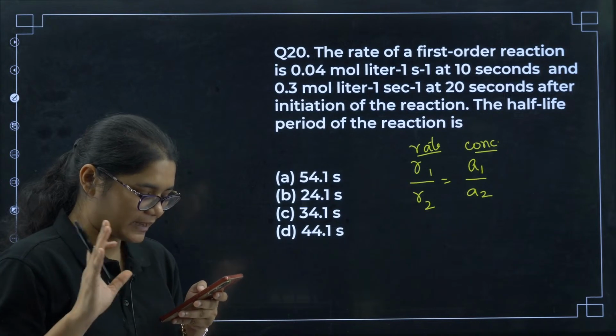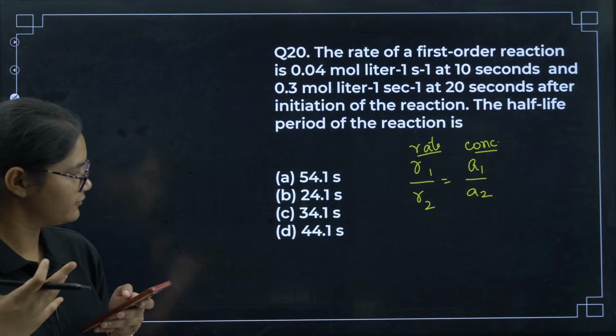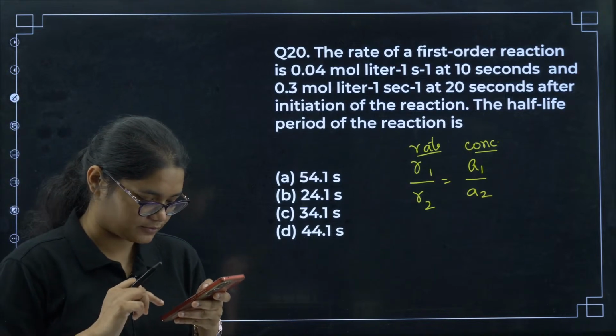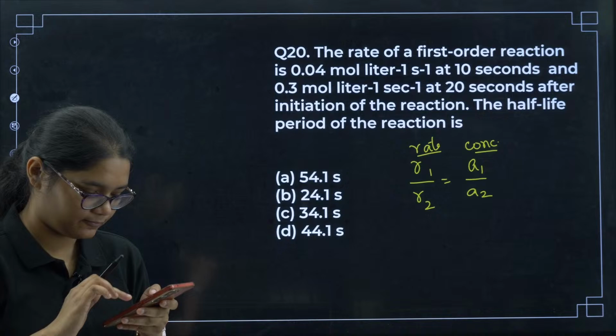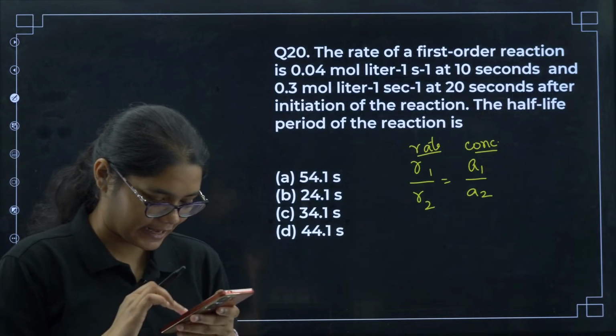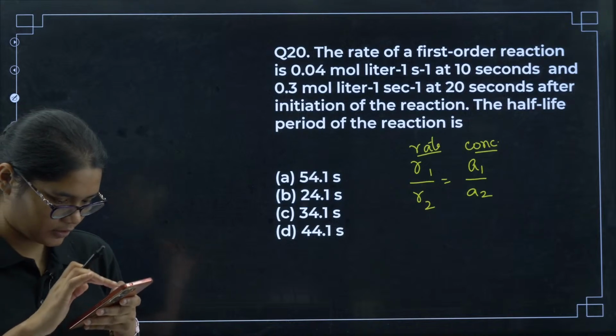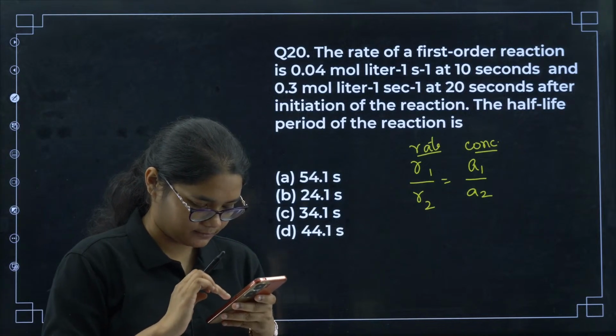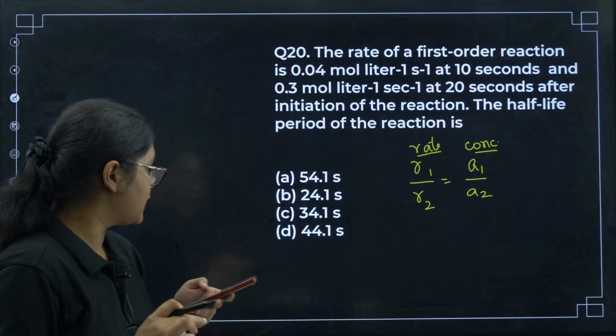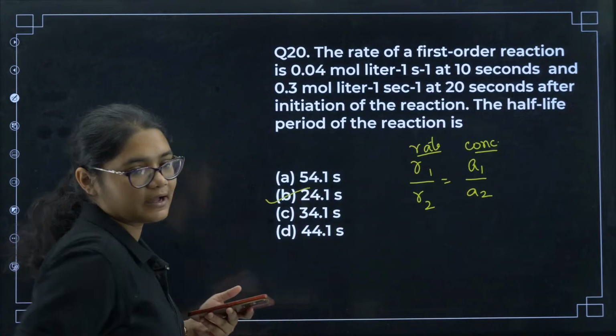So first of all you have to calculate the K value, right? After the calculation of K value you have to substitute and find the value of half-life. Direct question, but yes, a little calculation based question. So please take your time and tell me how much answer we are getting for this one. Yes, Shagufta is correct. 20B will be the correct answer.